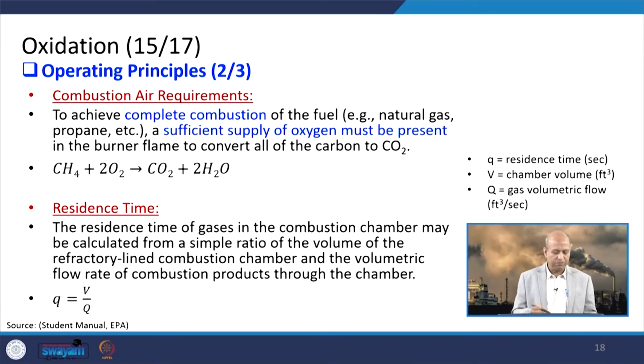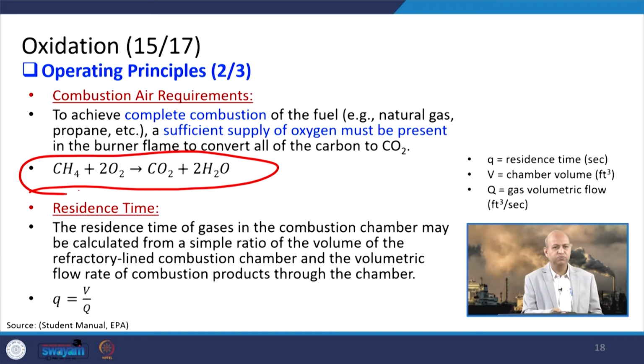Then what happens, for example, to achieve the complete combustion, the sufficient supply of oxygen goes for this oxidation system, like methane if it is there.